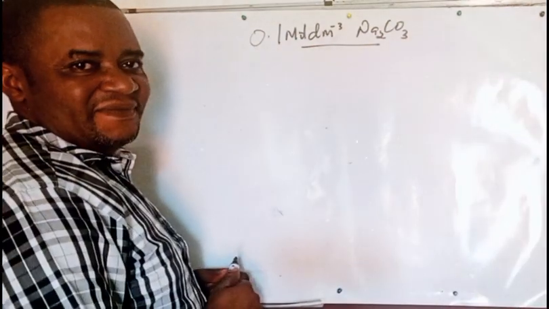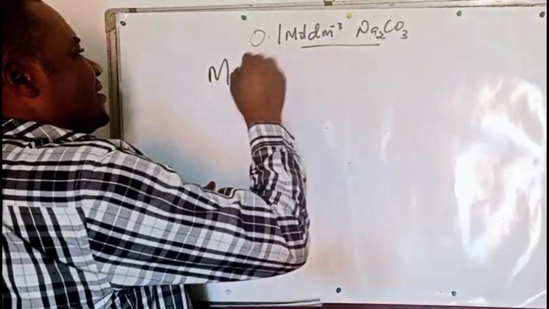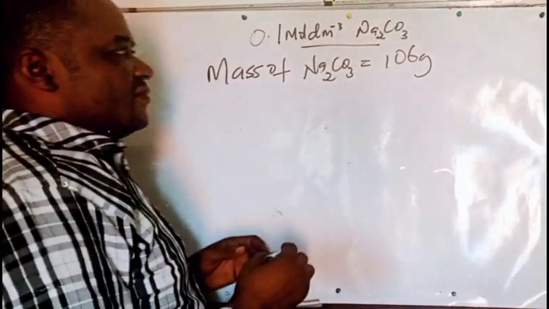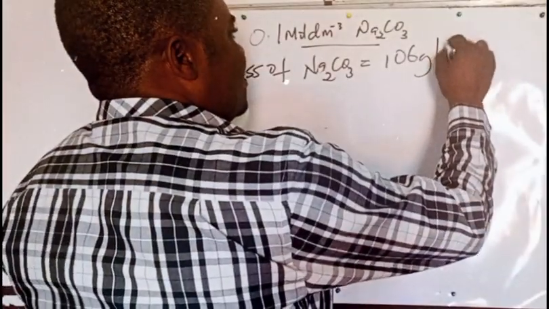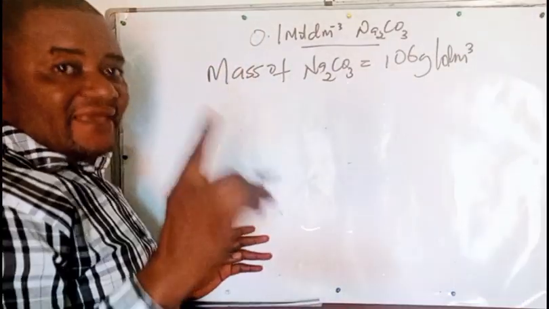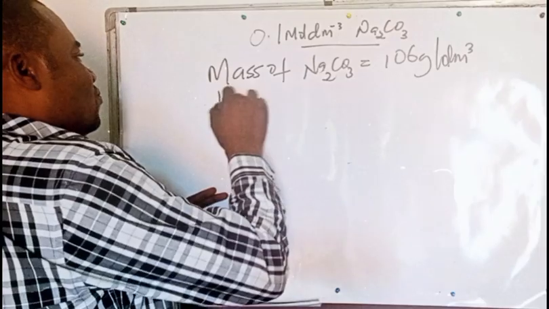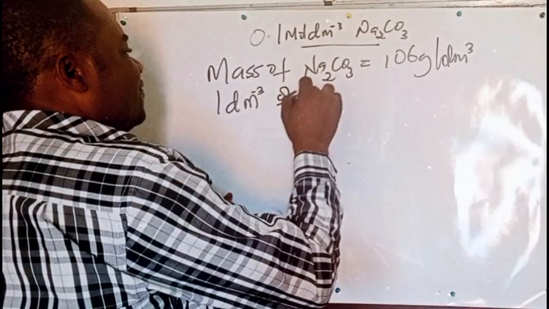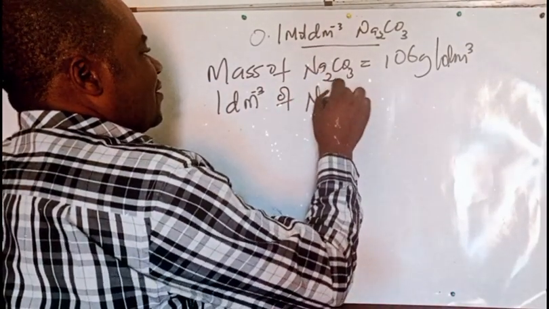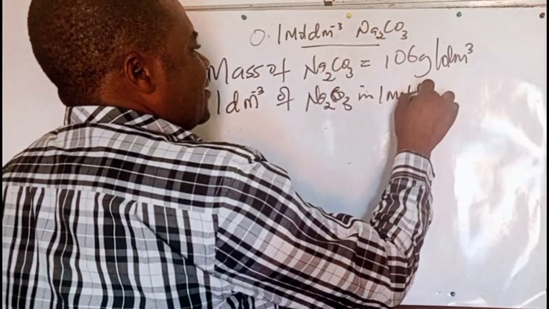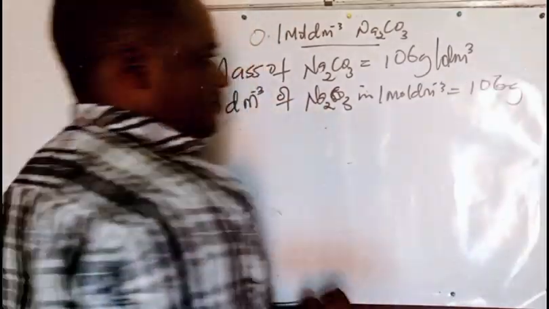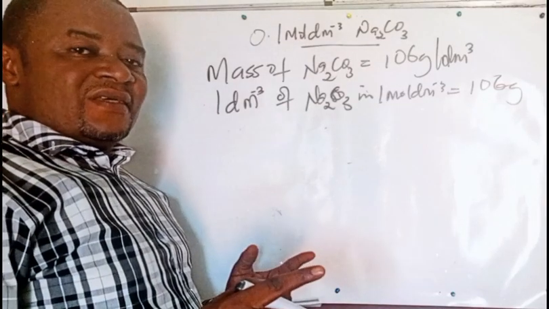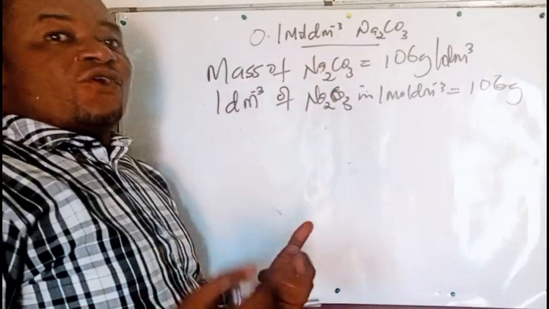How do we go about this? First, remember that the mass of sodium carbonate is 106 grams, of course, per dm³. Again, know that if you were preparing 1 dm³, or 1 mole per dm³ as the case may be, of sodium carbonate in 1 mole per dm³ is still 106 grams. Alright? But here, we are expected to calculate 0.1 mole of what? Sodium carbonate to enable us to prepare a standard solution.